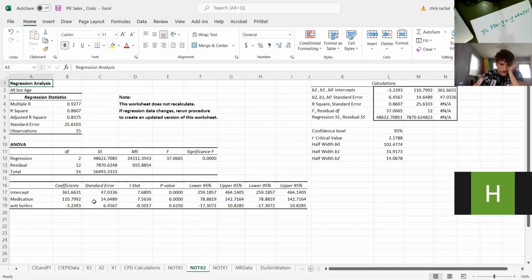We look at this one and we're looking at medication and antibiotics. And we notice that medication works by itself, right? And medication's a slope. And this one right here, also we notice that medication works, but age doesn't.